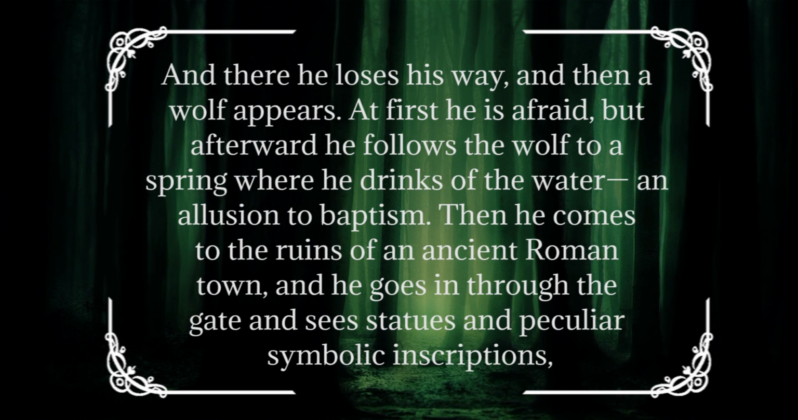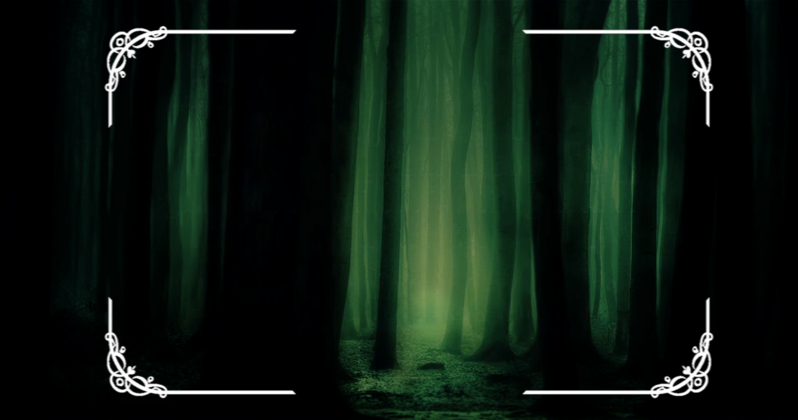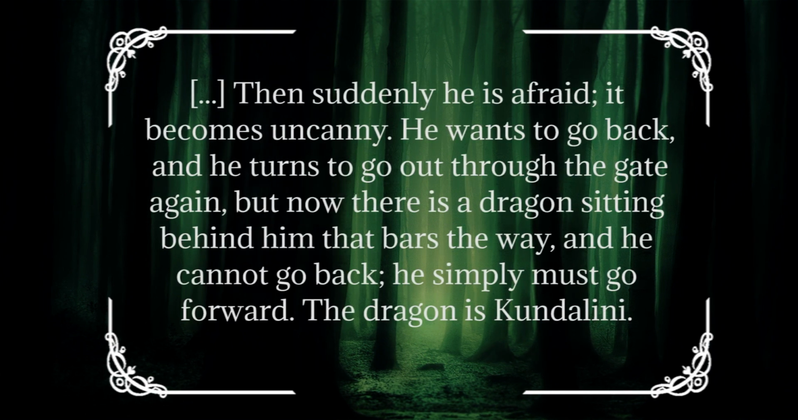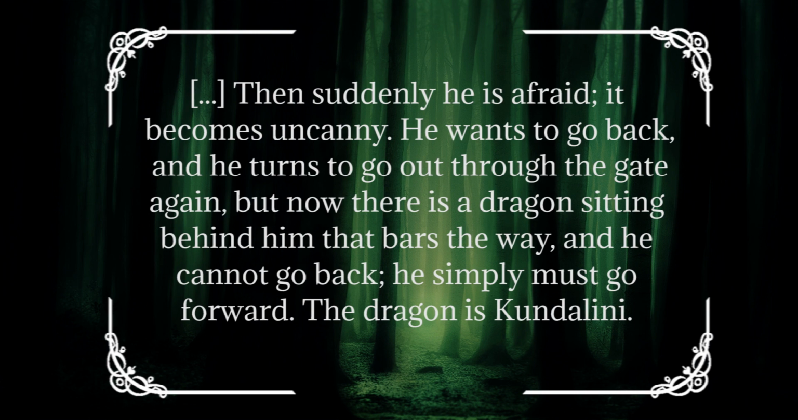Then he comes to the ruins of an ancient Roman town, and he goes in through the gate and sees statues and peculiar symbolic inscriptions. Then suddenly he is afraid. It becomes uncanny. He wants to go back and he turns to go out through the gate again, but now there is a dragon sitting behind him that bars the way, and he cannot go back. He simply must go forward.